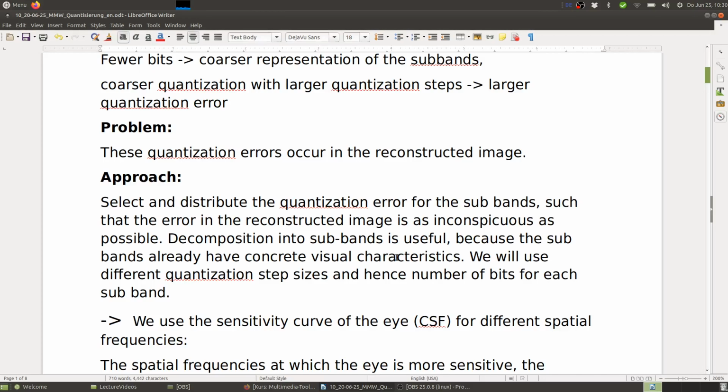For instance, DC is the average brightness in a block, then the higher subbands have increasingly fine details of the image. We will use different quantization step sizes and hence number of bits for each subband, and that's according to the sensitivity curve of the eye, the contrast sensitivity function, for different spatial frequencies.